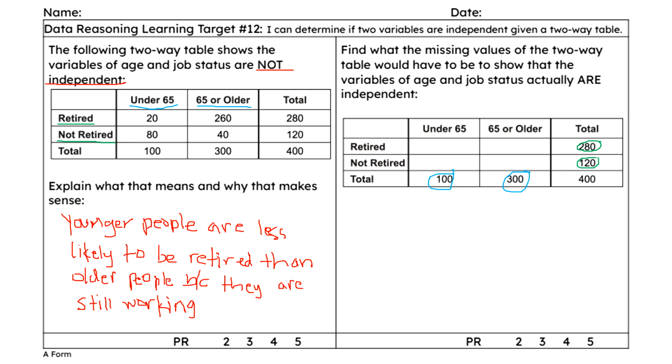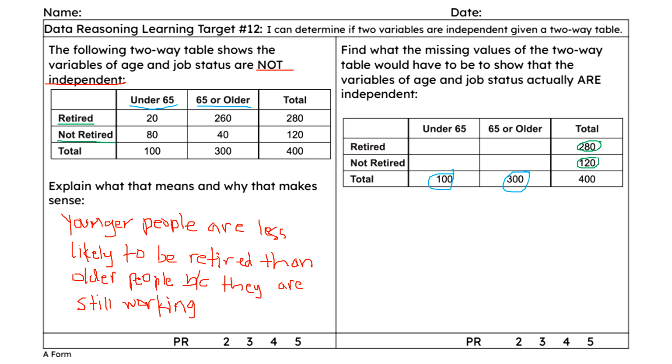So all I need to do here is figure out one of these four boxes, and then I can just use subtraction from the totals to figure out what the other ones have to be. So there's only one level of play here.